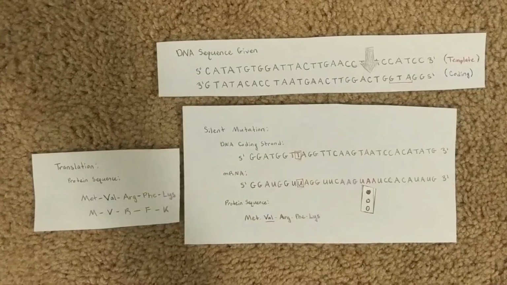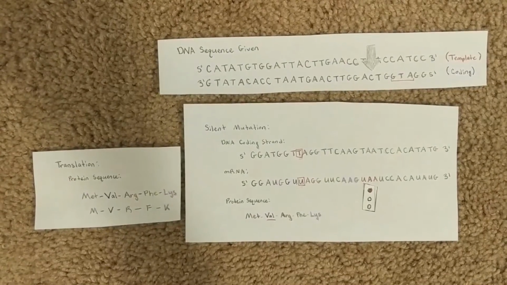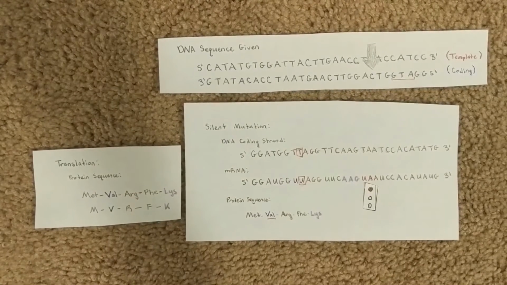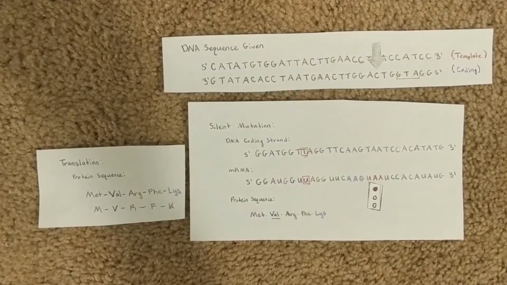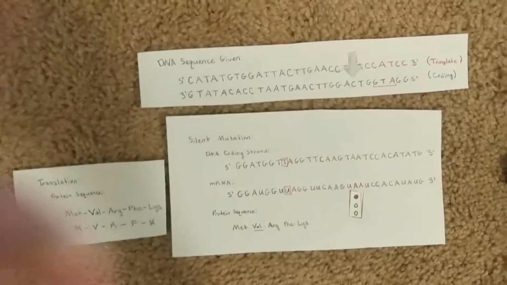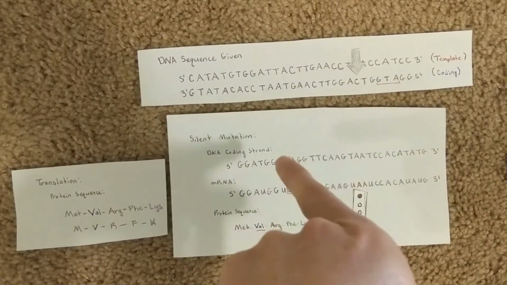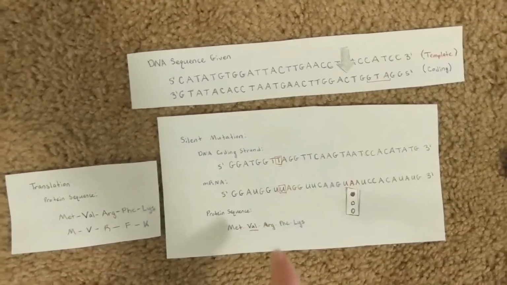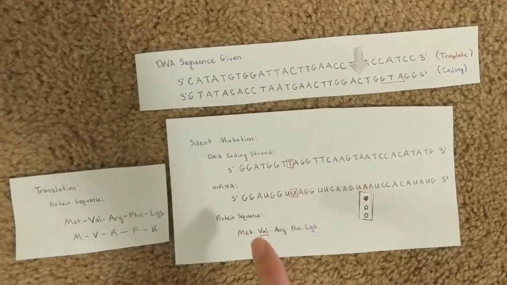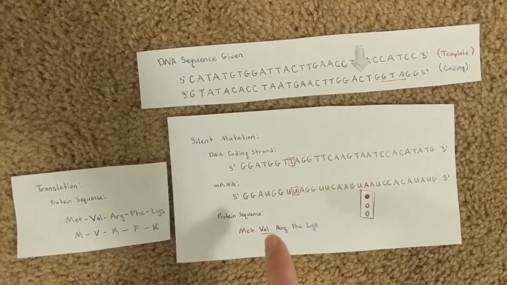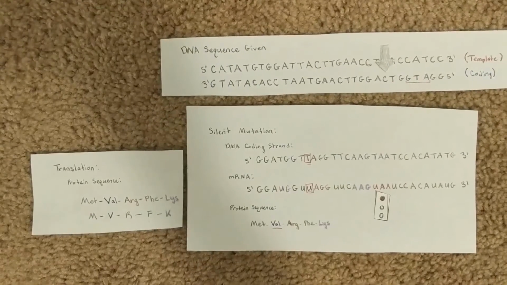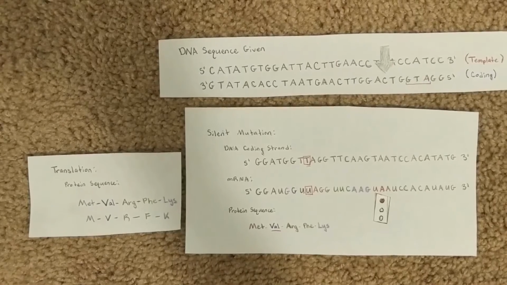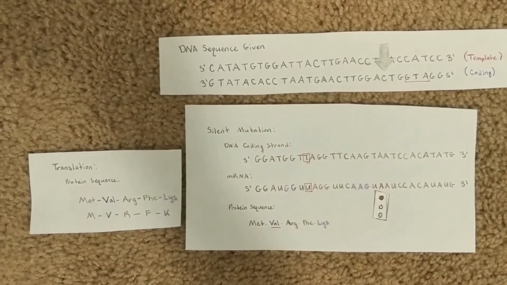Another point mutation is the silent mutation. This mutation changes the codon, but it does not change what amino acid the codon codes for, so the amino acid would be the same. If we change the C up here to a T, the protein sequence would still be Met-Val, just like the original sequence. This would be a transition, since the C changes to a T, or a pyrimidine to a pyrimidine.